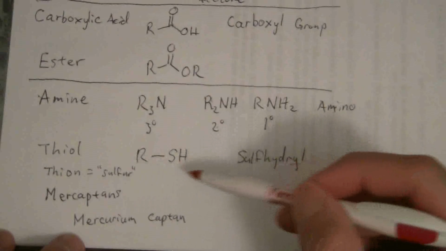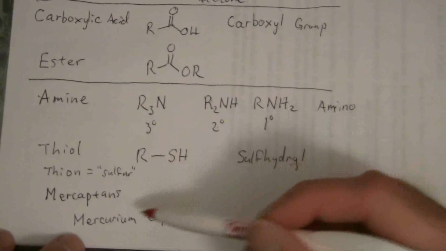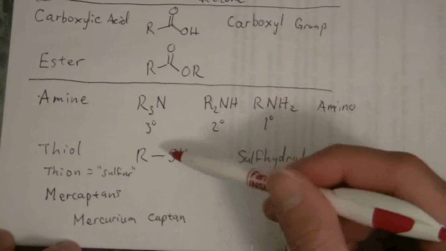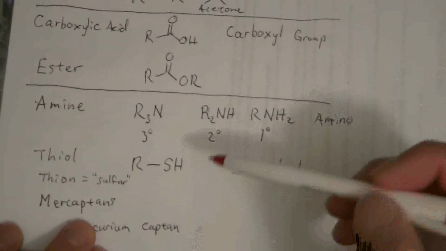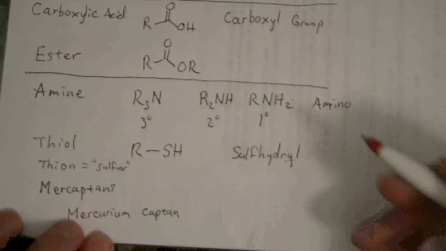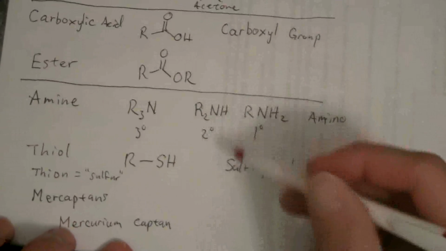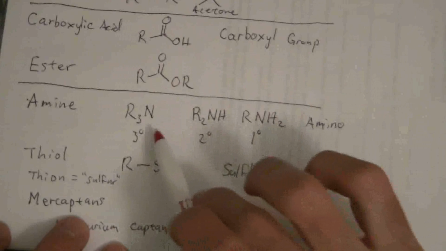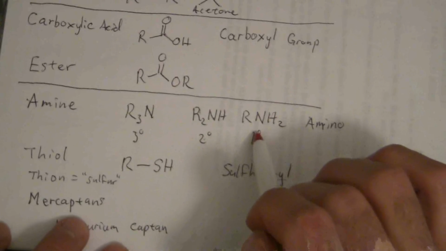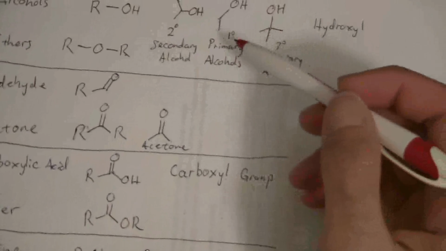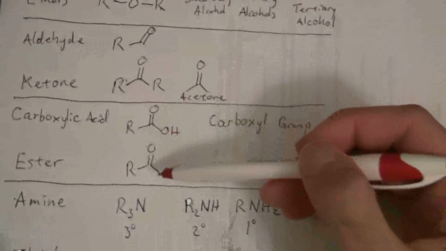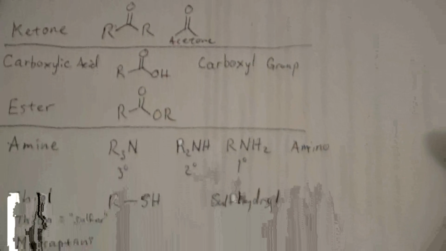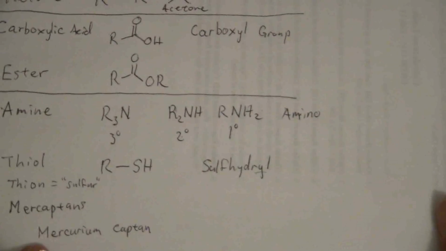It was based on the mercury capturing properties of that thiol group. Okay, so these are some different functional groups that you should at least be able to recognize, and in a few cases, like the amines, identify whether it's primary, secondary, or tertiary, as well as the alcohols, and note the pairs to aid in memorization of these functional groups.